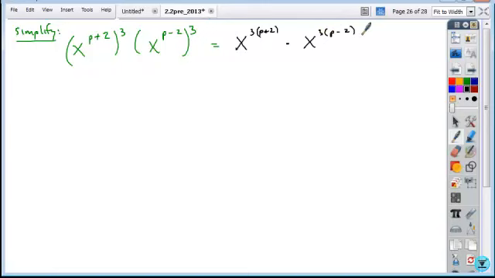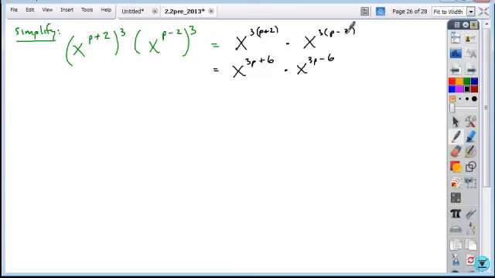And so if we simplify what we have in these radicals, we have x to the 3p plus 6, distributing the 3. Here we have x to the 3p minus 6. Again, just distributing the 3 through up here. And so now we switch properties.